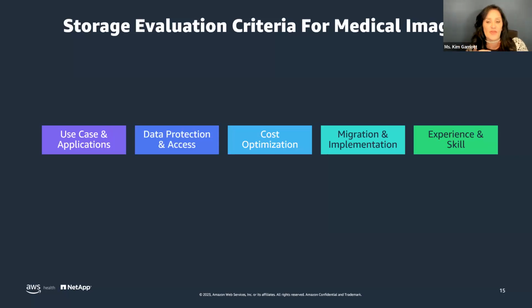And one thing that we want to emphasize over and over throughout this presentation is that you need to lean on your software, your PACS, and being a software vendor, you also need to lean on your data management partner like NetApp, as well as your cloud provider, in this case, AWS, to help you understand the nuances of these areas.